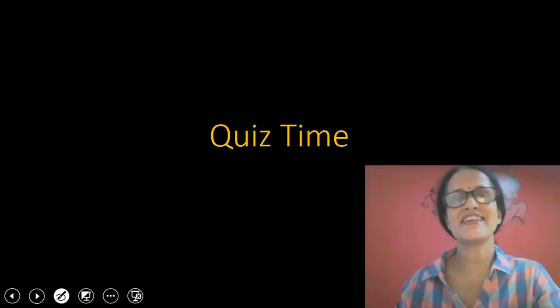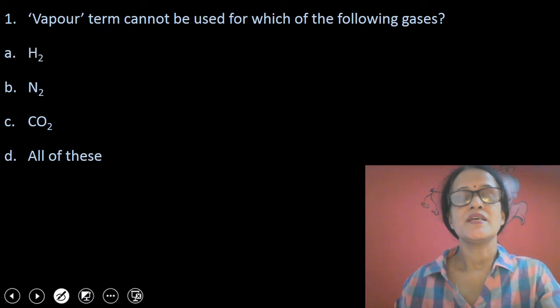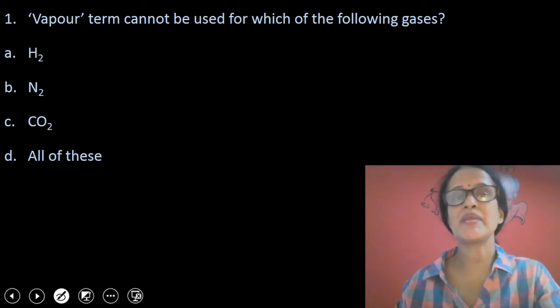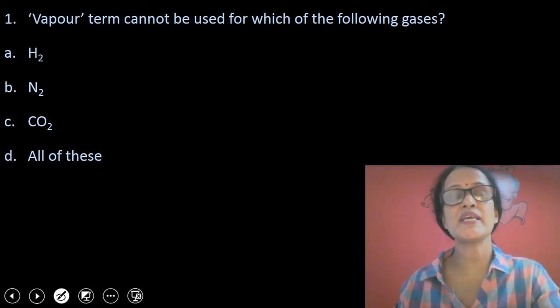After discussing the characteristics of the gaseous state in detail, we will discuss some questions to check your knowledge. So this is the quiz time. First question is, vapor term cannot be used for which of the following gases?